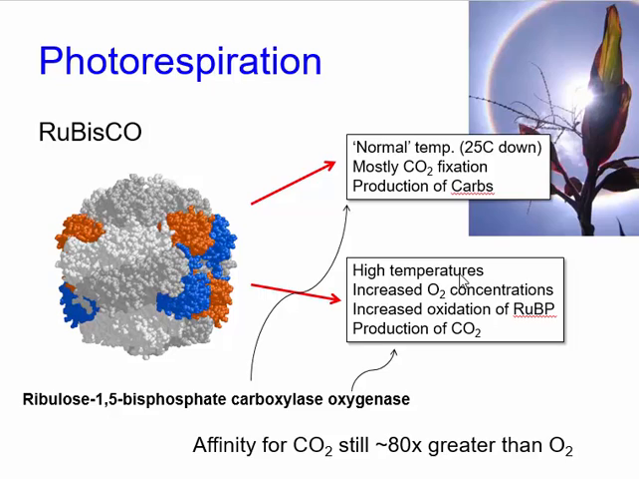So in different conditions, say like high temperatures, we'll see why that is, there'll be increased O2 concentrations in the plant cells or in the plant tissue. And what's going to happen is now this enzyme, instead of fixing carbon dioxide, is going to incorporate O2 into RuBP, and it will produce carbon dioxide, which is the opposite of what's supposed to be happening. Now, again, normally the affinity for CO2 is still way more than oxygen, but if the concentrations of oxygen get high enough, it'll start using that over the CO2.